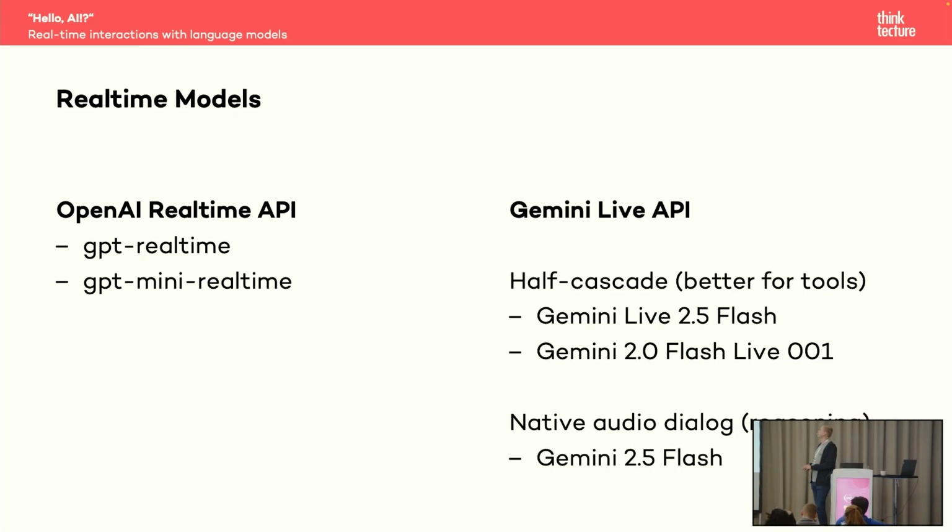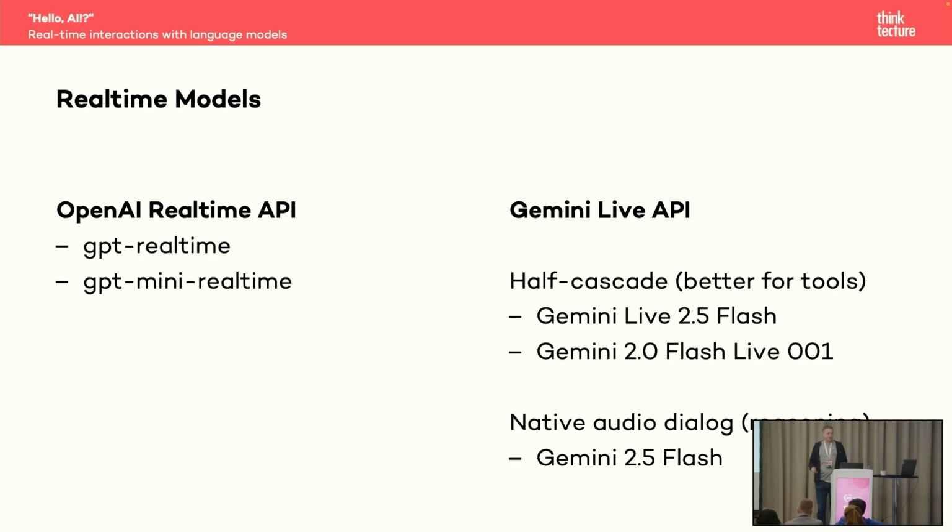And from Google, there's the Gemini Live API, and they have two different models. One is a half cascade model, which is better suited for tools, and that's Gemini Live 2.5 Flash and Gemini 2.0 Flash Live 001. The model naming is awesome. And the second category is a native audio dialogue model, Gemini 2.5 Flash, which supports reasoning capabilities, but is less suited for tools.